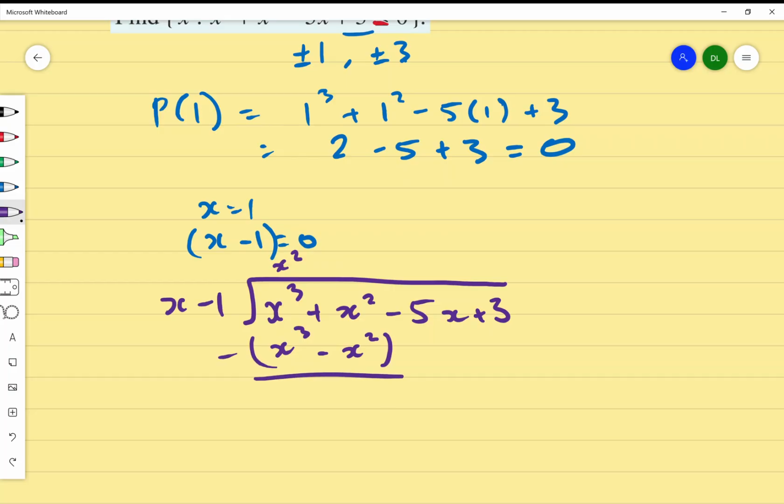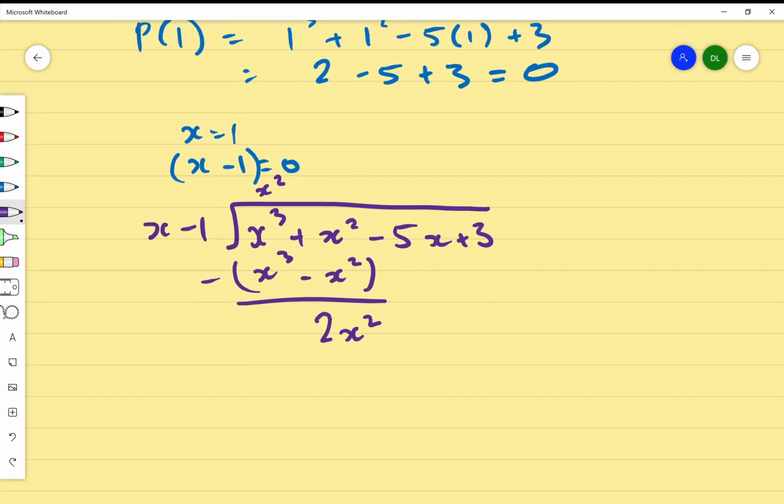x cubed take away x cubed gives me 0. x squared minus negative x squared gives me 2x squared. Please don't make that mistake. A lot of people make the mistake of accidentally cancelling out when there shouldn't be cancelled out. I'm going to bring down the negative 5x, so I get 2x squared minus 5x. I think to myself, what value do I have to multiply x by to get 2x squared? And the answer is positive 2x.